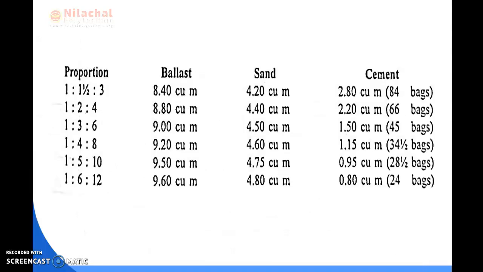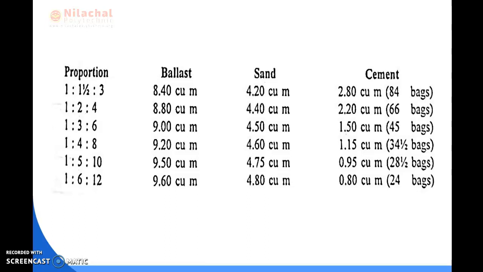Then we discuss the different types of proportion and the need for ballast, which we also call aggregate, then sand and cement. For the proportion of the cement concrete 1:1.5:3, the ballast requirement is 8.40 cubic, the sand requirement is 4.20 cubic and the cement requirement is 2.80 cubic. First of all, we discuss how we can define the ballast quantity, sand quantity and cement quantity.